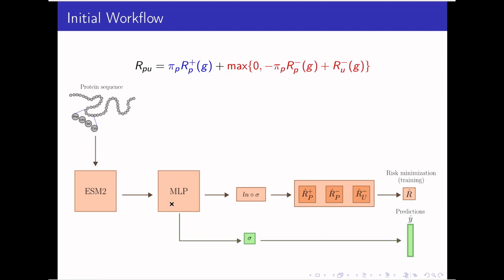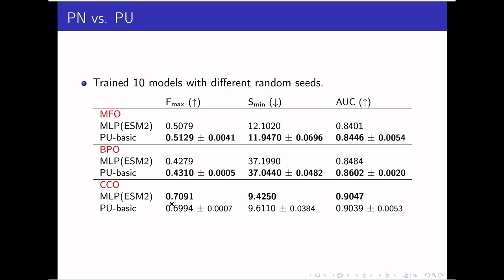So with this simple formulation of the PU learning, we run some experiments for the three sub-ontologies in the Gene Ontology: molecular function, biological process, and cellular component. So we used ESM plus MLP alone, just in the binary classification setting, and we modify this for the PU learning case, and we can notice that there is some improvement even though it's smaller, and it's not in all the cases. For example, in the cellular component case, the binary positive negative classification works better than the positive unlabeled classification. However, in molecular function and biological process, we see some improvement.